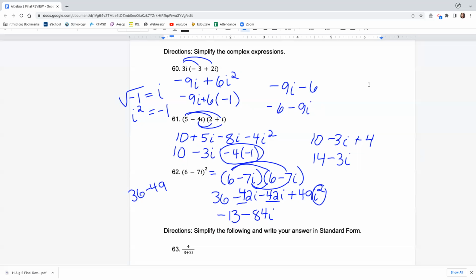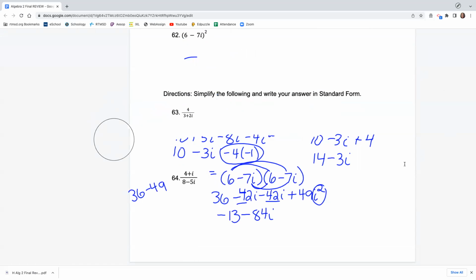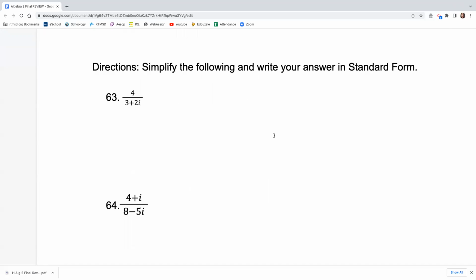And last two questions, simplifying and writing your answer in standard form. You can never have a fraction that has an imaginary number in the denominator, just like you can never have a fraction that has a radical in the denominator, just like you can't have a negative exponent. When you simplify things, you have to just understand what you're trying to do for each problem, which in this case for number 63 is get rid of the imaginary number in the denominator.